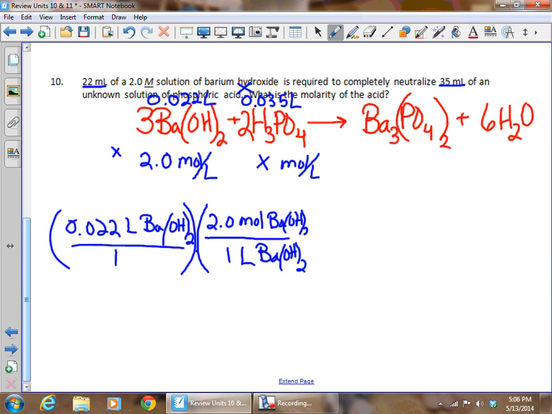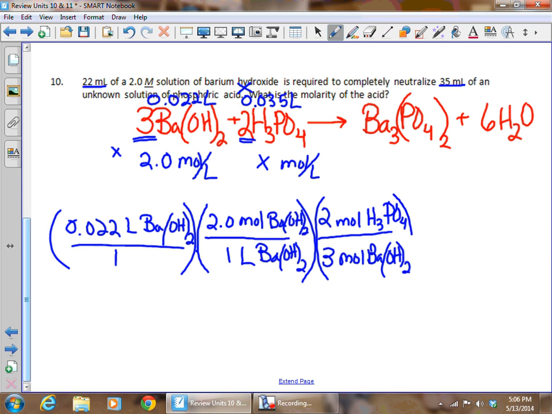And now we can use our balanced chemical equation to come up with a mole ratio. So our mole ratio is going to be 3 barium hydroxide moles for every 2 moles of phosphoric acid. The barium hydroxide needs to go on the bottom to cancel. So 3 moles of barium hydroxide for every 2 moles of phosphoric acid. And so far we've canceled liters, we've canceled moles of barium hydroxide, we're at moles of H3PO4 now, and we're wanting molarity. So be careful.